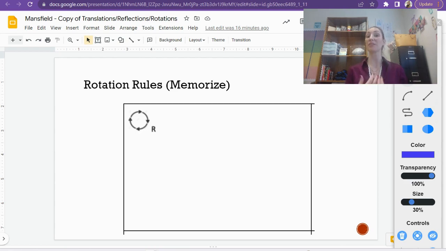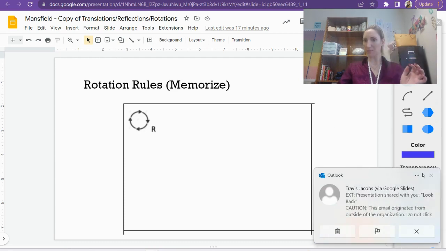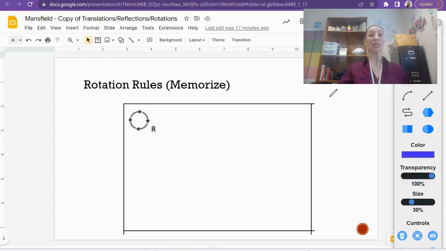Okay, so we have this chart to help you memorize these rules. Okay, so here's the chart and here's what we can do. There's a way to help you memorize. All right, we are going to review them a lot, so eventually, hopefully, you will naturally memorize these rules. All right, so here we go.